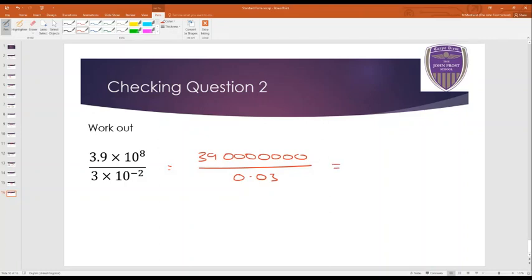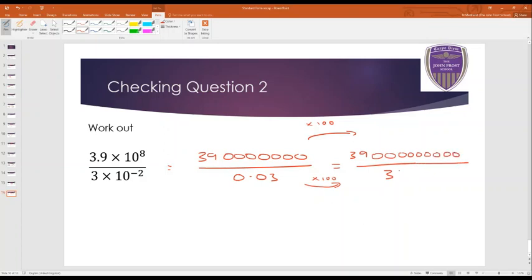So when it comes to making an equivalent fraction, we don't want to be dividing by 0.03. Really, we would prefer to divide by 3, wouldn't we? So if we were changing 0.03 into 3, we'd have to multiply by 100. To make this equivalent, we have to do the same on the top, don't we? At the moment, we've got 3, 9, and then 7 zeros. If we multiply that by 100, it'll become 9 zeros, won't it? So let's do that. 1, 2, 3, 4, 5, 6, 7, 8, 9.